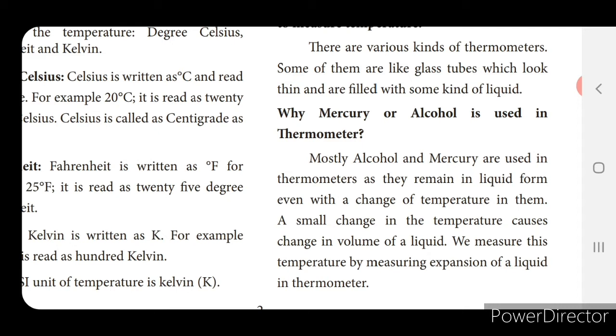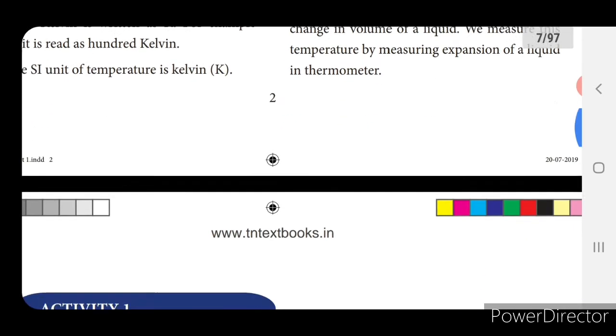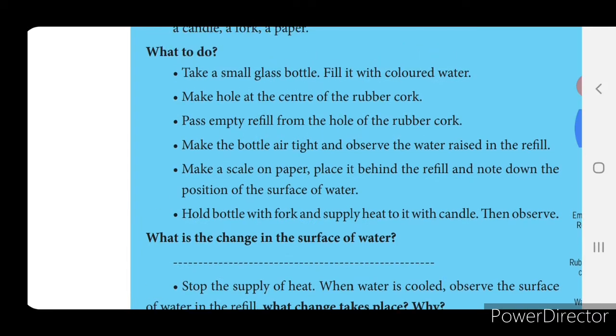A small change in the temperature causes a change in volume of a liquid. So even a 0.1 degree increase in temperature, this mercury will show expansion, and you can notice that clear, exact temperature. So only mercury is used. Okay children, so we measure temperature by measuring the expansion of a liquid in a thermometer.